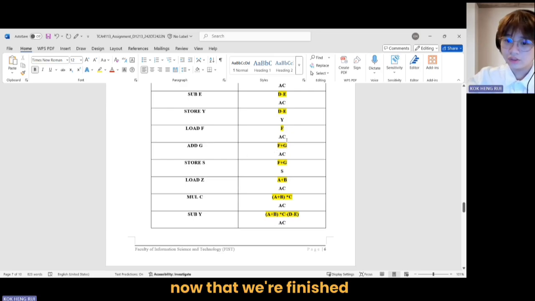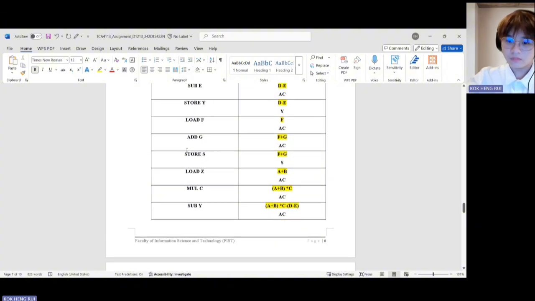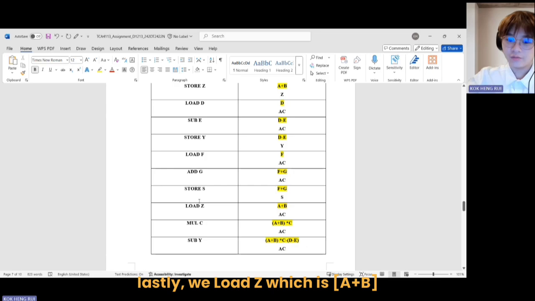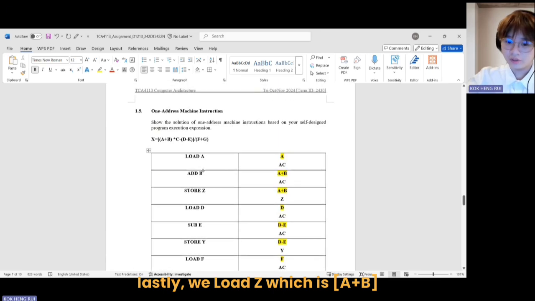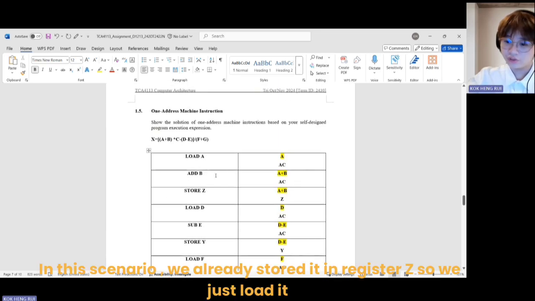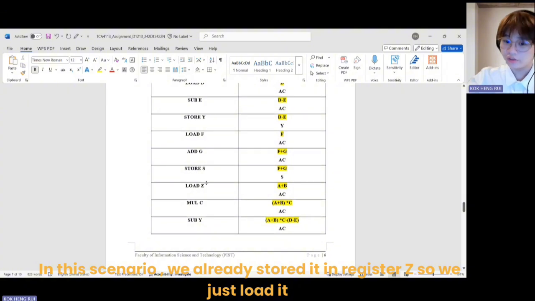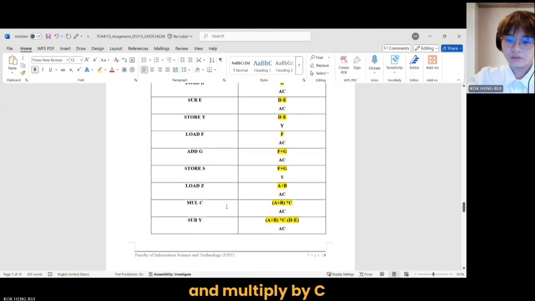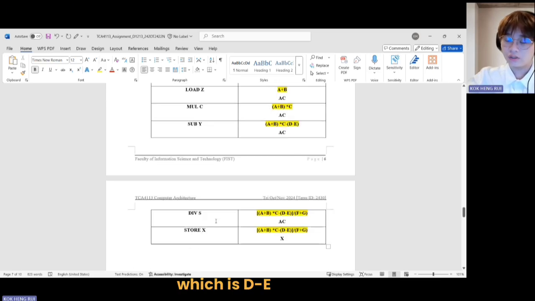Now that F plus G is finished, we need to store it into register S. Lastly, we load the Z, which is A plus B. We already stored it into register Z, so we just load register Z here and then multiply by C. Now we subtract Y, which is the one that we stored in register Y just now, which is D minus E.